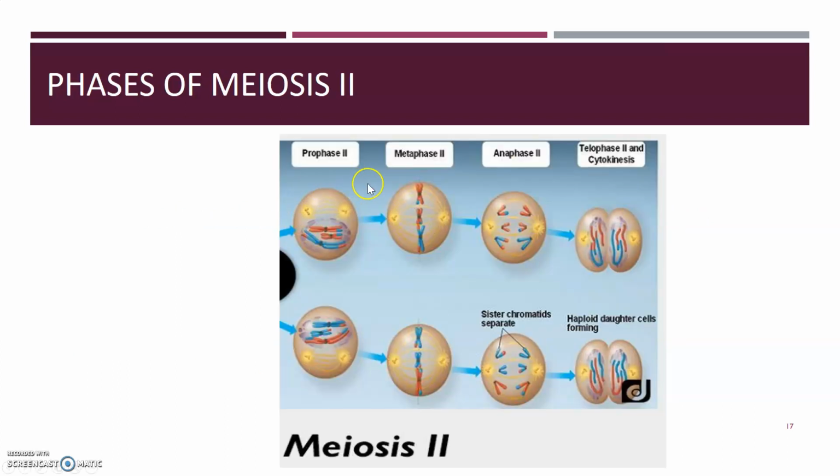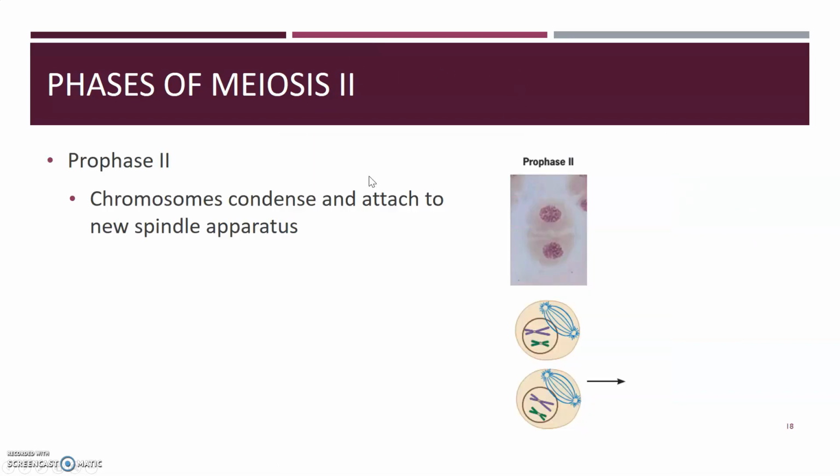And then they can enter into a series of 5 phases again. Prophase 2, metaphase 2, anaphase 2, and then telophase 2, and ultimately cytokinesis. And once again, same order, same names as meiosis I, except there's a 2 after all of them. And it's basically the same process as well. There are some major differences, and I'll highlight them as we go.